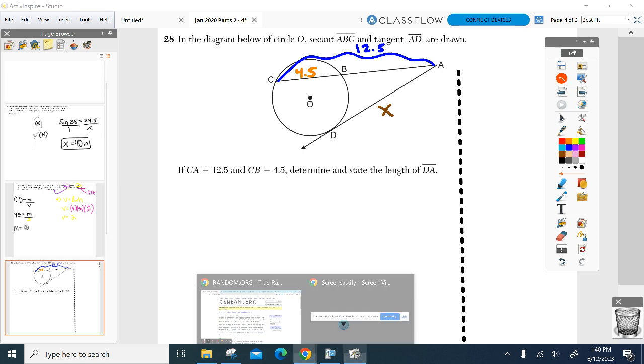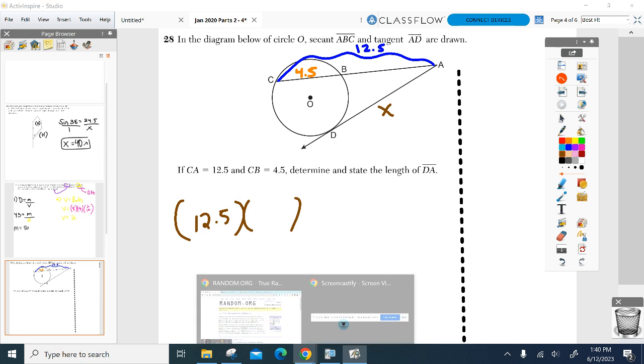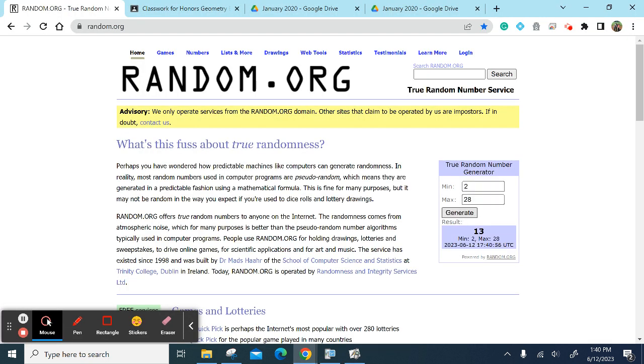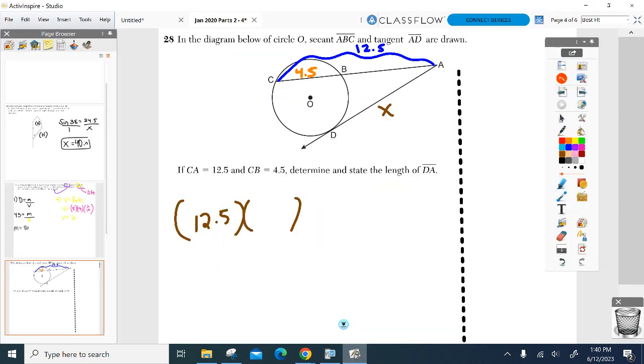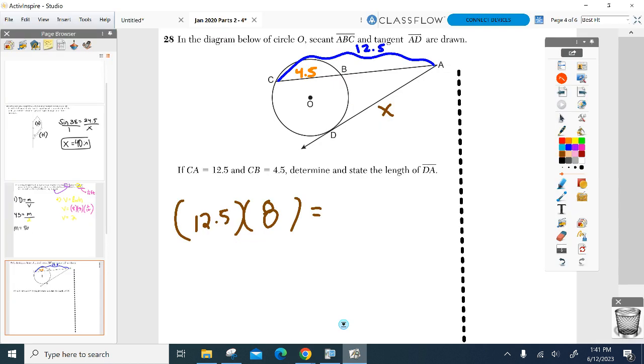Give me a whole of something. 20, whole part of something. CA is 12, is it? 12. External part, what's the external part? 13, do a quick calculation if needed. 8, not 4.5, that's the internal part. And what about the whole tangent? 16, whole tangent. X, external part. Always the same.